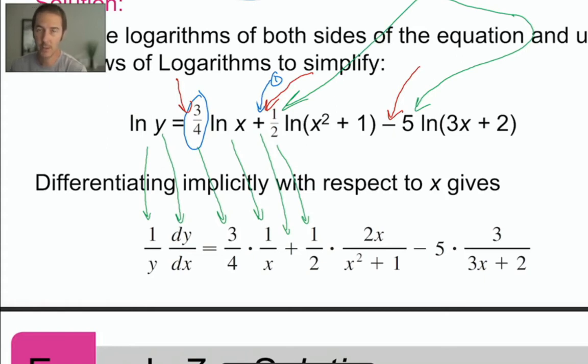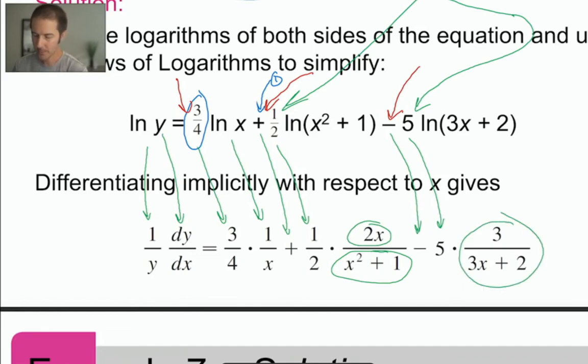The derivative of that equals 1 over the inner function. So here's the 1 over x squared plus 1. And we have to multiply by the derivative of the inner function. The derivative of x squared plus 1 is 2x. So we multiply that into the numerator. There it is. The minus sign comes down. The 5 as a coefficient comes down. And then we take the derivative of the natural log of 3x plus 2, which equals 1 over the inner function times the derivative of the inner function. The derivative of 3x plus 2 is just 3. So we see that all combined there.